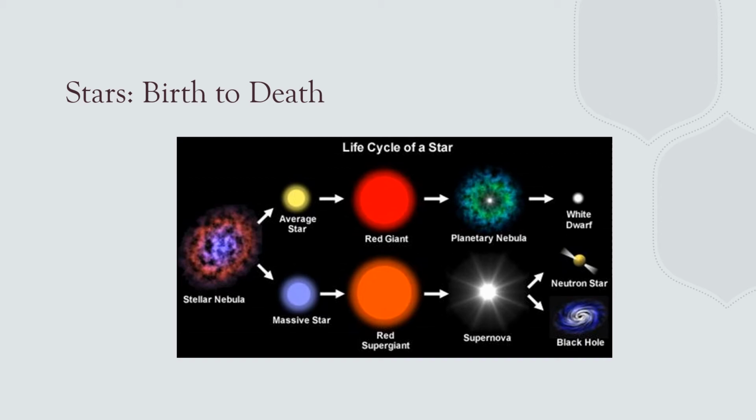A large, massive star, far more massive than our sun, could take a different path and in the end wind up as a neutron star or a black hole. And these life cycles take billions of years, upwards of the age of the universe itself.